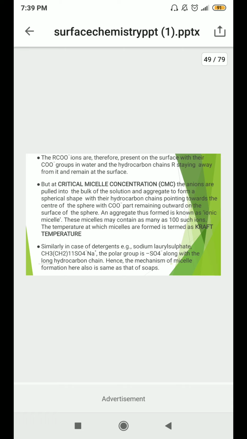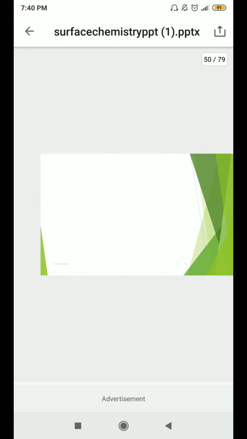Similarly, as I told you, soaps are the sodium salt of stearic acid, or we can say the sodium salt of higher fatty acids. Similarly, if we discuss detergents, so what are detergents? An example of a detergent is sodium lauryl sulfate, and the formula is CH3(CH2)11SO4⁻Na⁺. Here it is the sulfate SO4, the sodium salt of sulfuric acid. The polar group is SO4⁻, that is the polar part, along with the long hydrocarbon chain. Hence the mechanism of micelle formation here is also the same as that of soap.